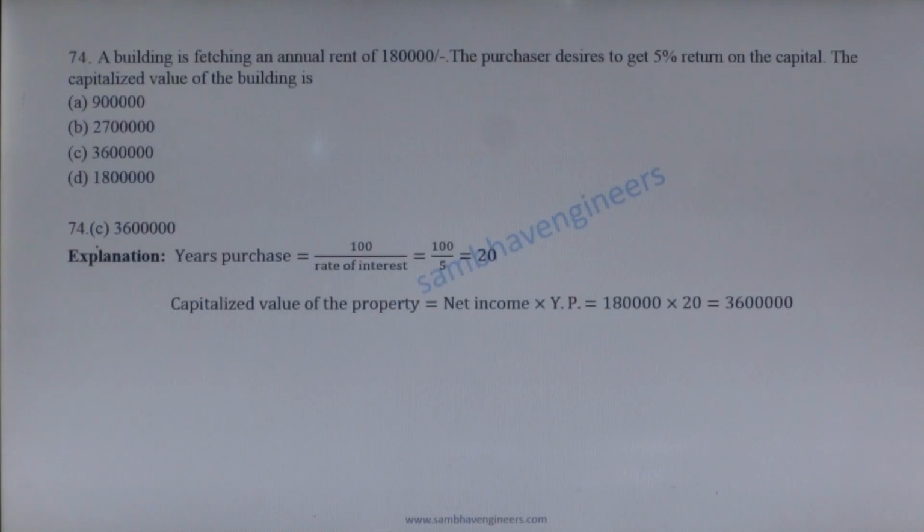Next question. A building is fetching an annual rate of 1,80,000. The purchaser desires to get 5% return on the capital. The capitalized value of the building is equal to net income multiplied by year purchase. But year purchase is given by 100 divided by rate of interest. Here rate of interest is 5%, so year purchase is equal to 20. Putting this value, we get capitalized value of 36 lakh. Option C is the correct answer.